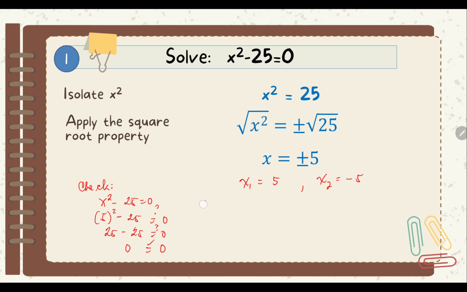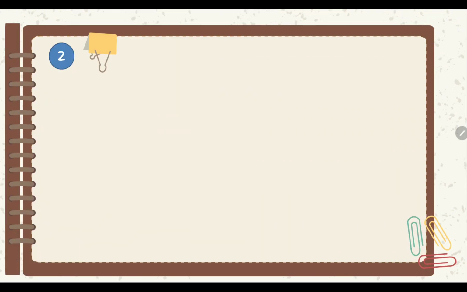What if x is negative 5? So we have negative 5 squared minus 25 is equal to 0. When you square a negative, it becomes a positive. So what do we get? We now have 25 minus 25. Will that be equal to 0? And yes, 25 minus 25 is 0. And the right side is also 0. Thus, we can say that the solution to the equation is the set of negative 5 and 5. There you have it, the first example.